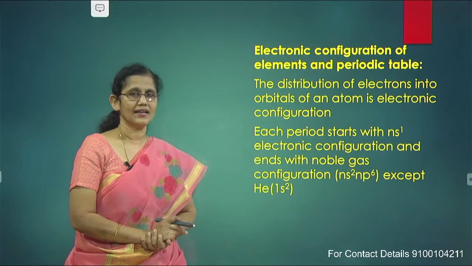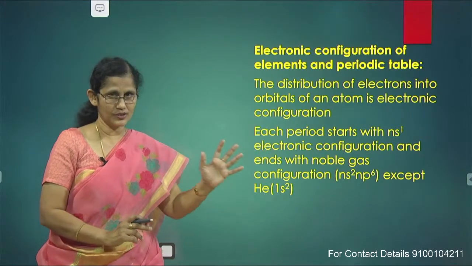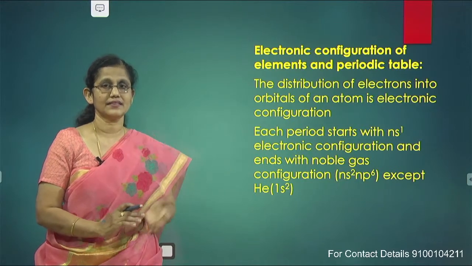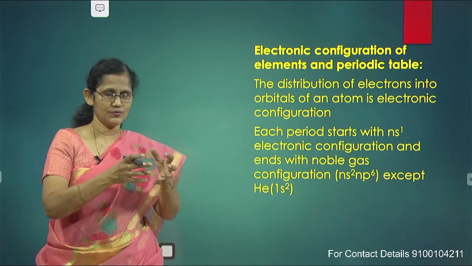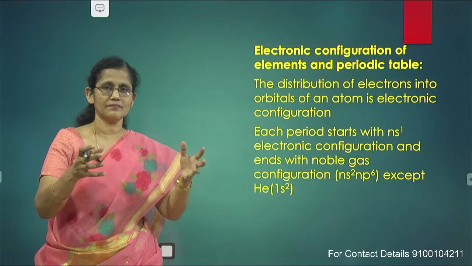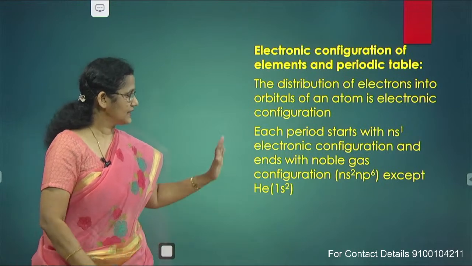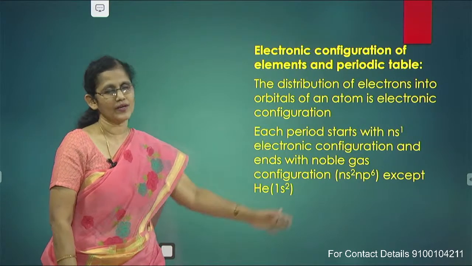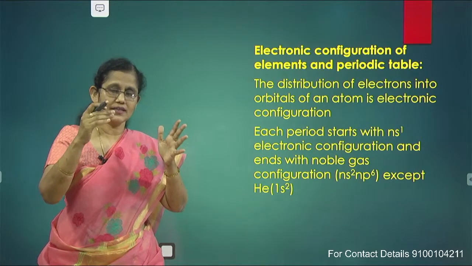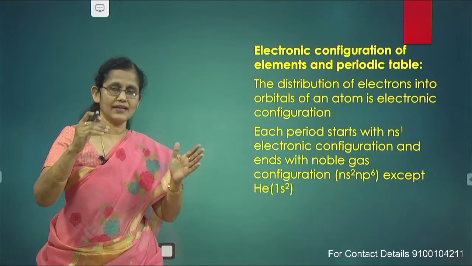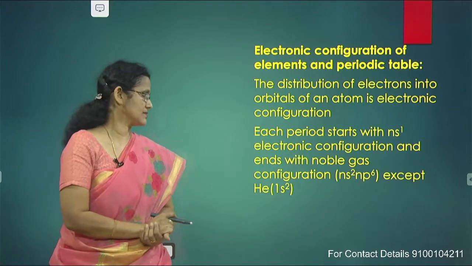Now, we will move to electronic configuration of elements. The distribution of electrons into various orbitals in an atom is called electronic configuration. Each period starts with ns1 and ends with ns2 np6, and the first period ends with helium, 1s2.